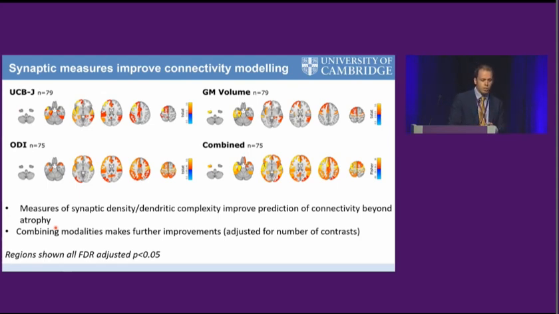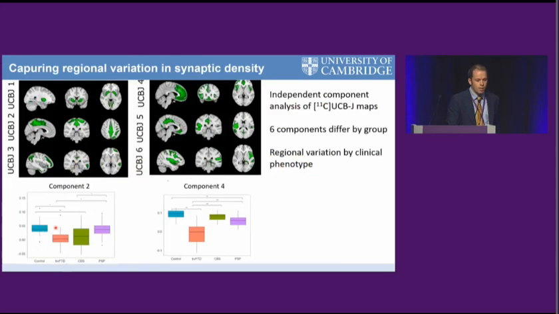So the two on the left, the markers of synaptic health, UCBJ and orientation dispersion index from NODDI, predicted more areas of connectivity than grey matter volume. If you combine all three modalities using non-parametric combination testing with adjustment for the extra contrast, you get a better improvement, better prediction. So having established that there's a relationship between synaptic density and connectivity, we wanted to capture a small number of components to describe regional variation in synaptic density to compare with cognition.